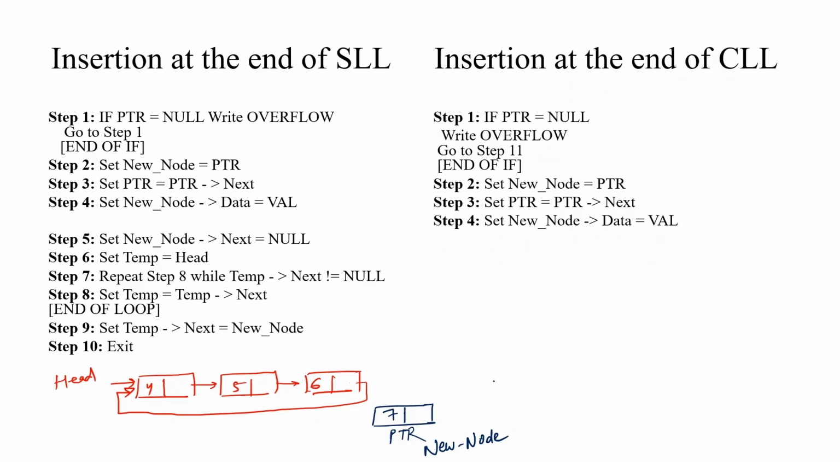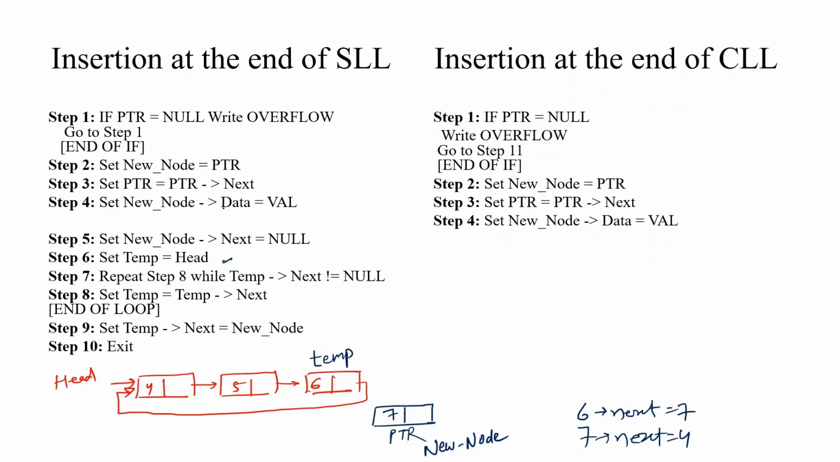Now, what will we do? You know that we have to connect 6 to next should be 7. And I want the 7 to next to be 4. These two are the main steps we have to do. For that, again we have to bring some temporary variable here. And in order to bring the temporary variable here, we are going to write these steps as it is.